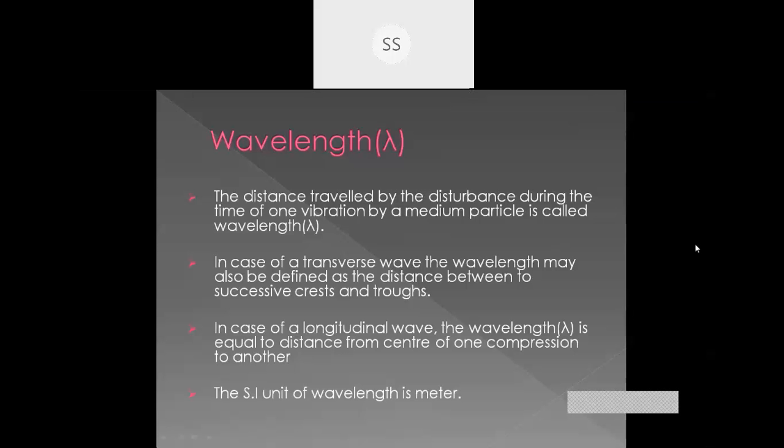When it goes up, that is a crest, and when it goes downward, that is a trough. So the total distance between two successive crests or troughs is the wavelength in case of a transverse wave.